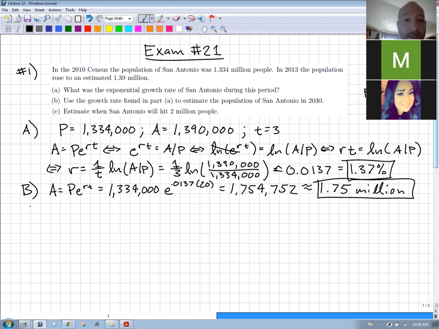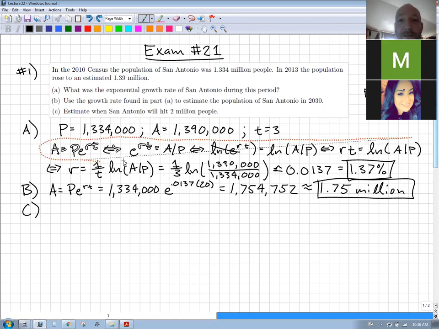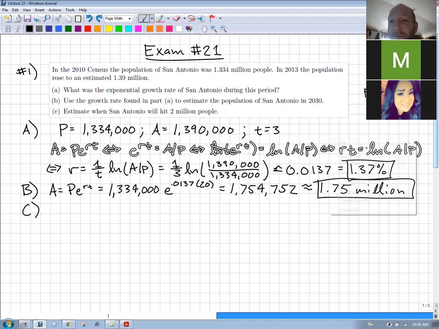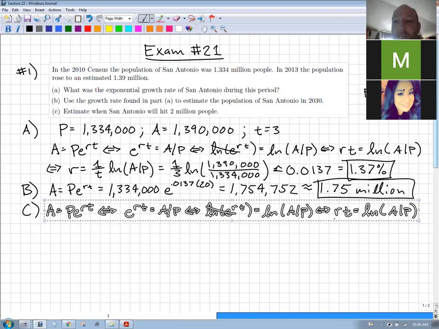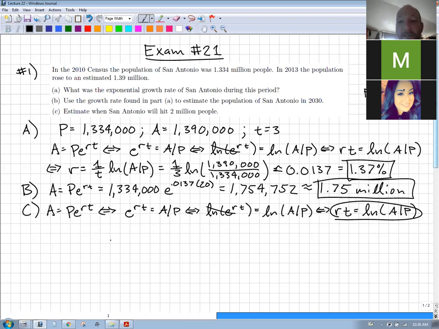Let's see. C. Estimate when San Antonio will hit 2 million people. We're using the same formula here, but we want to solve for time. Technically, all of this right here is exactly the same. It's just this last step. From here, we're solving for t instead of r. So we would have t equals 1 over r, natural log of A over P. So we have 0.0137.